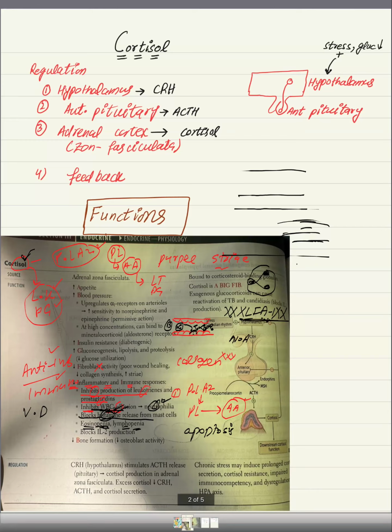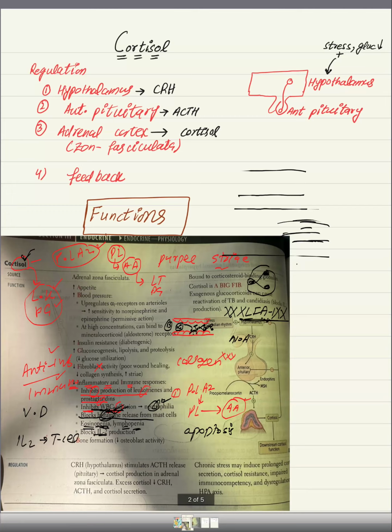Then we have another function. It is going to block interleukin 2 production. First of all, we have to know why interleukin 2 is important. Then we have to know if it is blocked, then what will happen. So basically, interleukin 2 is important especially for T cell activation. In inflammation, we want our T cells to be activated, because if they are activated, definitely they are going to suppress or inhibit the source of infection or inflammation.